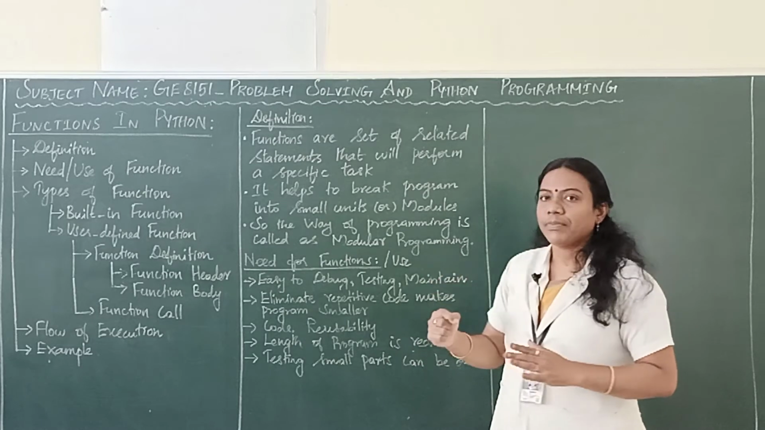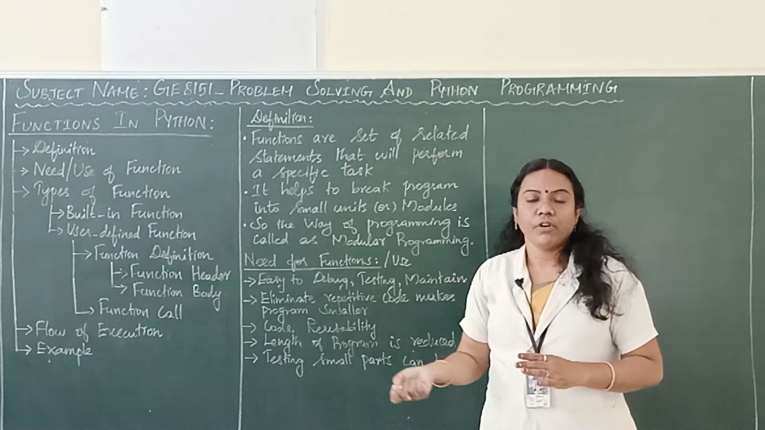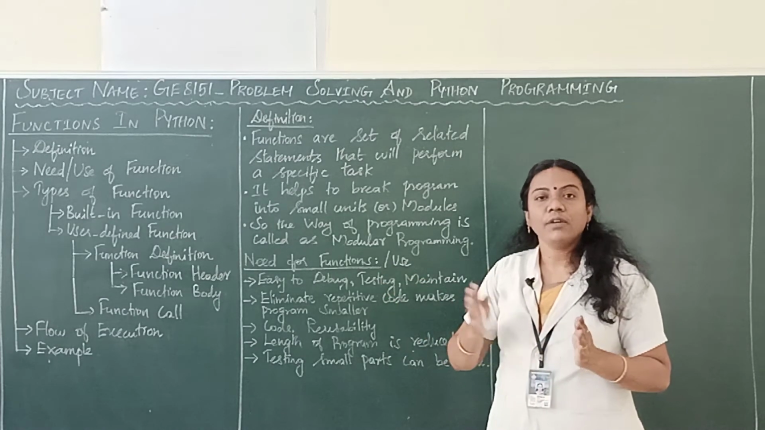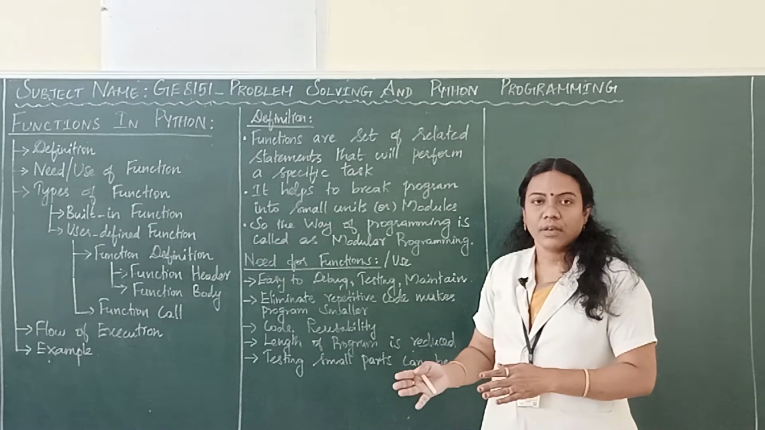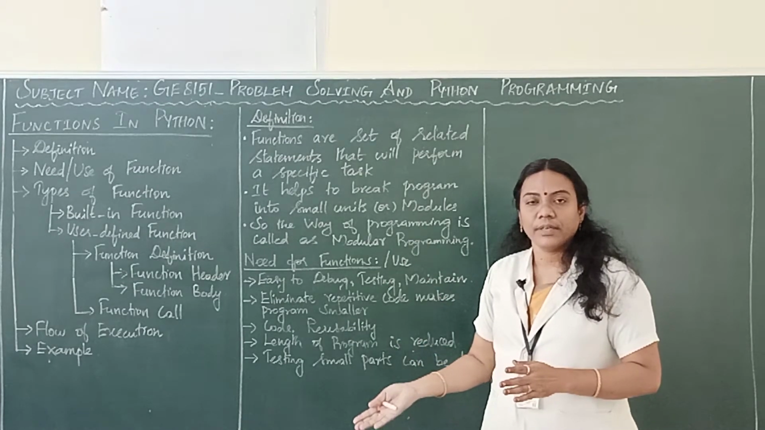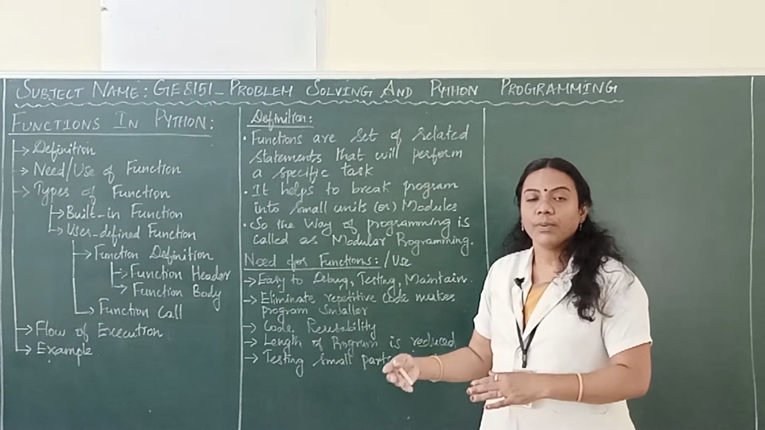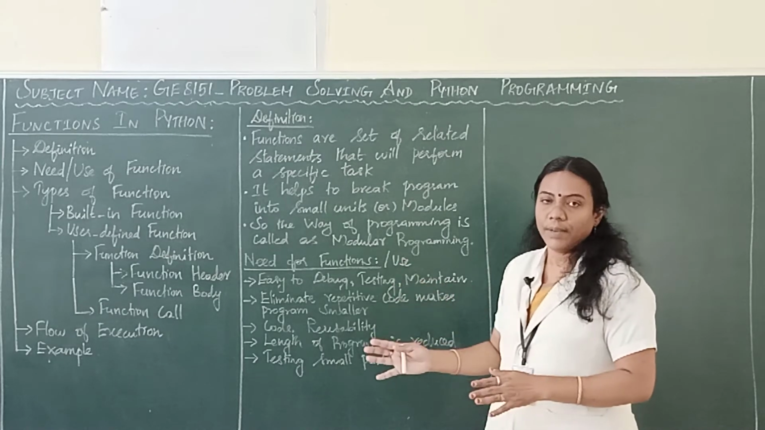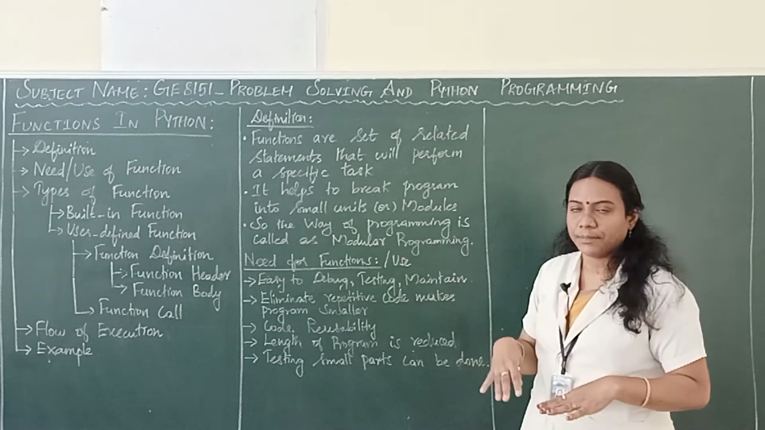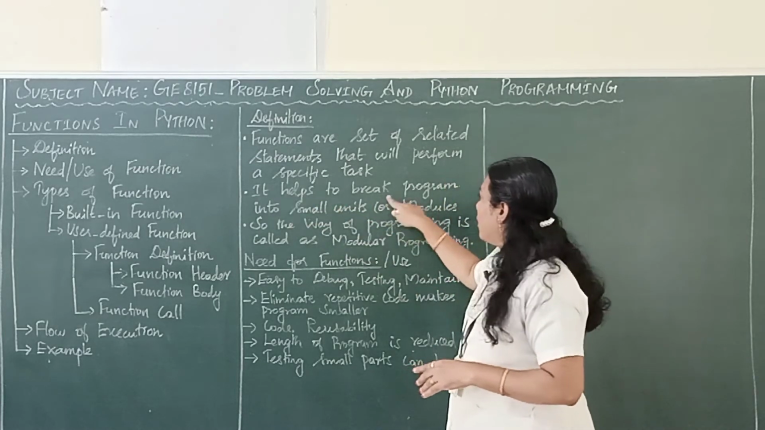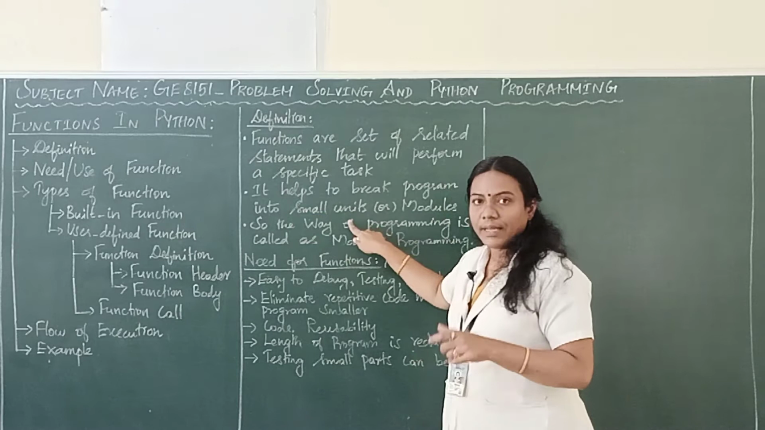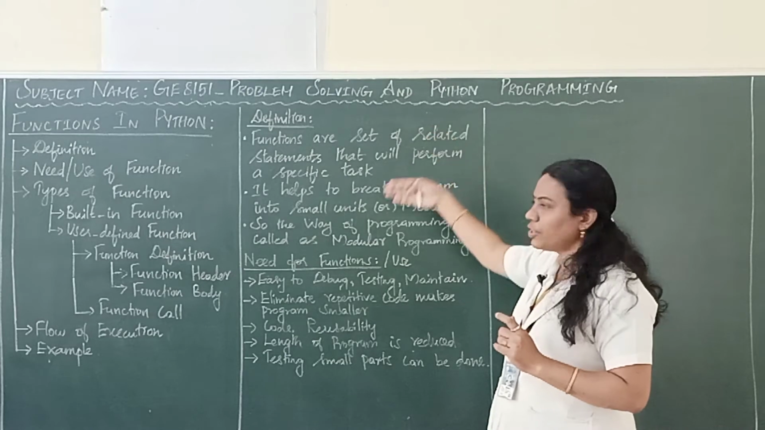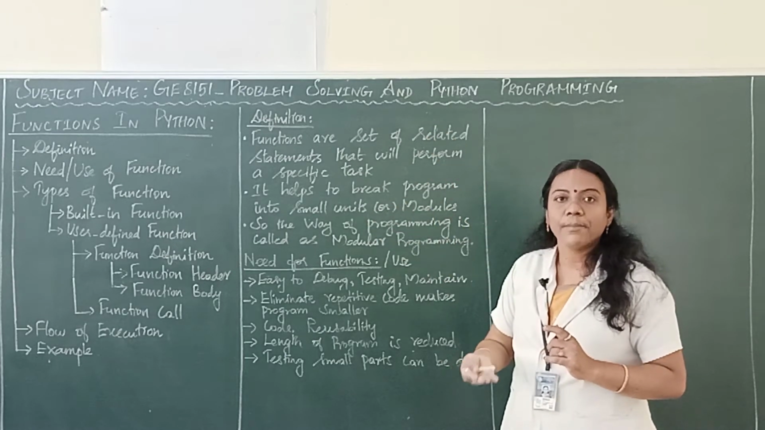For example, if I need to get an input for a program, the input statements can be written inside a function, the calculation can be written inside another function, and the output displaying statements can be written inside another function. Likewise, we can divide the program into more than one small unit. That is the main concept of function. It helps to break a program into small units. These small units are otherwise called modules, so the function concept is otherwise called modular programming.